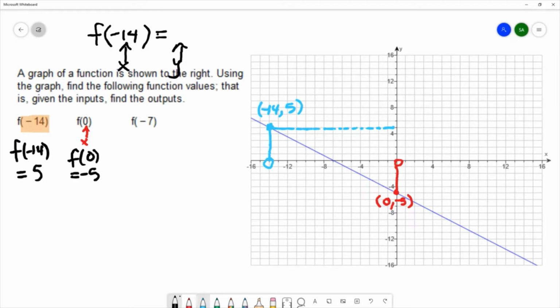The last one we have here is f of negative 7. Negative 7 is our x. We want to find an ordered pair on the graph with an x coordinate of negative 7. And that would be right here. That ordered pair is on the line. It has an x coordinate of negative 7. We can see that it has a y coordinate of 0. So f of negative 7 is 0.